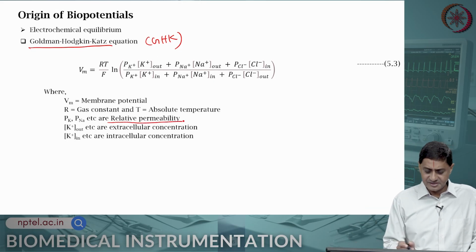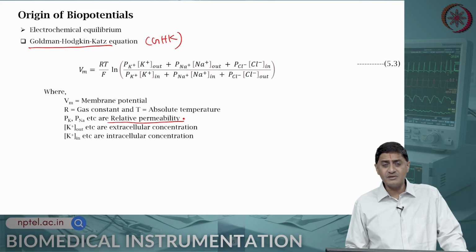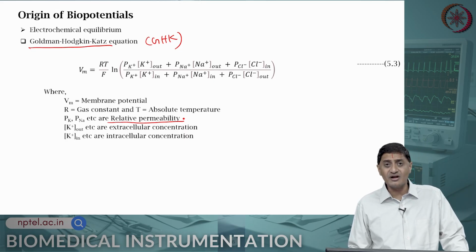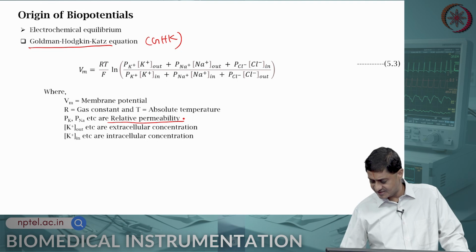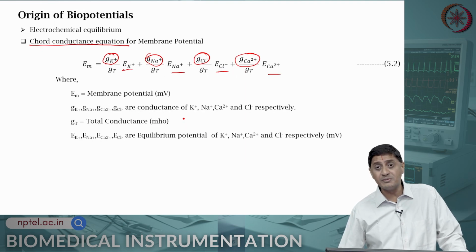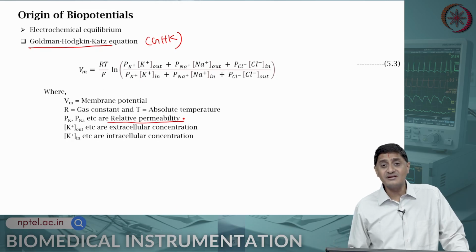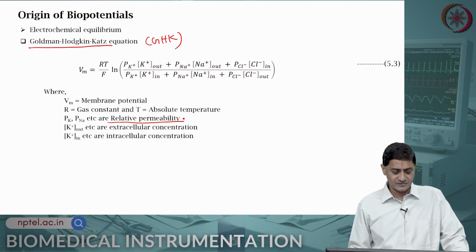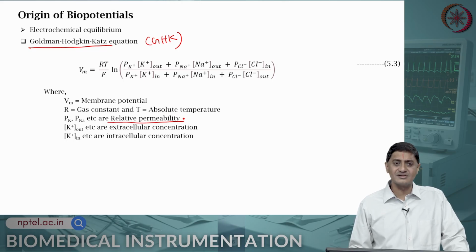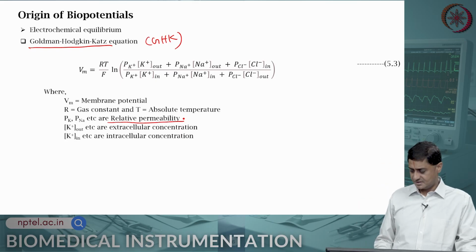These are relative permeabilities, and then I could describe this as a function of the concentrations and permeabilities. In the previous case, it was equilibrium potentials and conductances. In this case, it is the concentrations and permeabilities. Now, K out and K in are the concentration on the outside and the concentration on the inside.